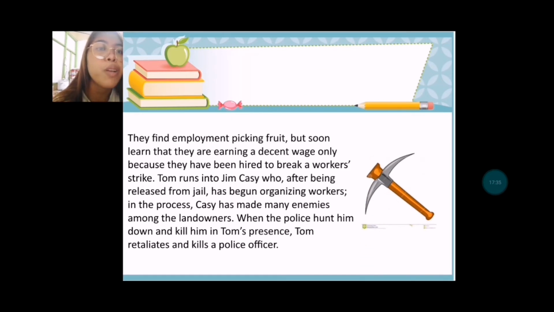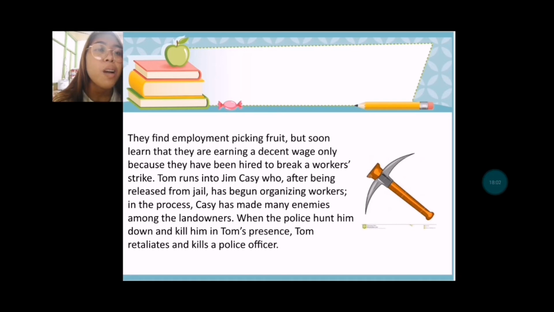They find employment picking fruit, but soon learn that they are earning a decent wage only because they have been hired to break a workers' strike. Tom runs into Jim Casy, who, after being released from jail, has begun organizing workers in the process. Casy has made many enemies among the landowners. When the police hunt him down and kill him in Tom's presence, Tom retaliates and kills a police officer.